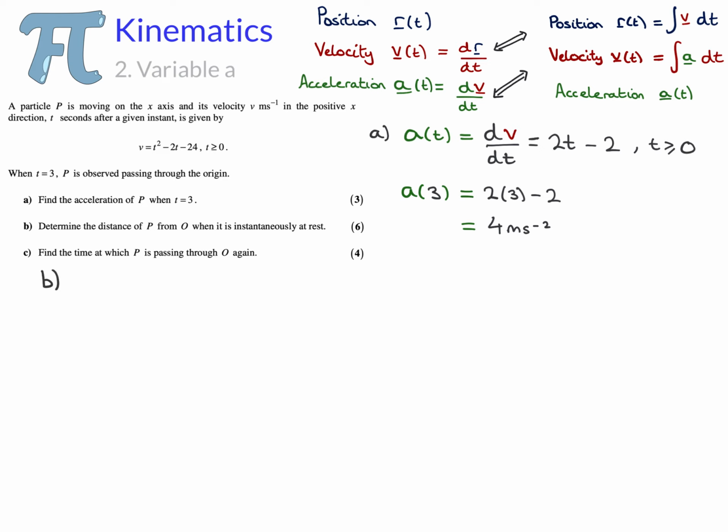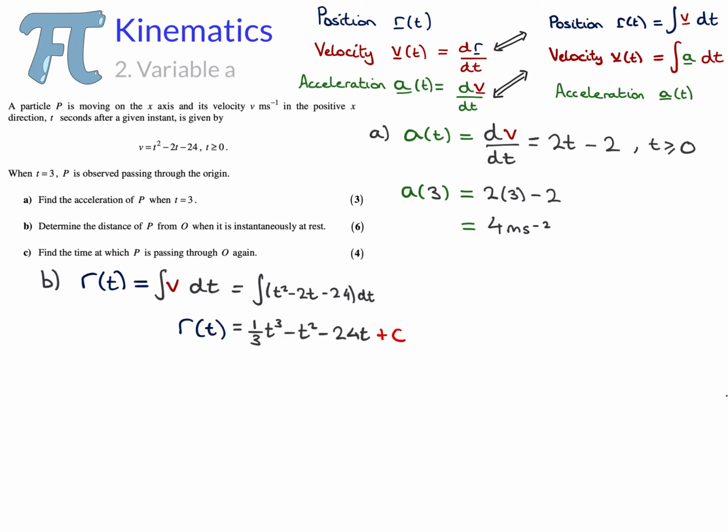Part B refers to the position of the object, and so we search for a general expression for the object's position. The position is related to the velocity with this relationship, and so we must integrate. When we integrate the velocity function, we get this expression, not forgetting the very important unknown constant at the end. To find out what this constant is, we must evaluate this position function at a time where we know its position. This information has been provided to us here. We are told that after 3 seconds, the object passes through the origin.